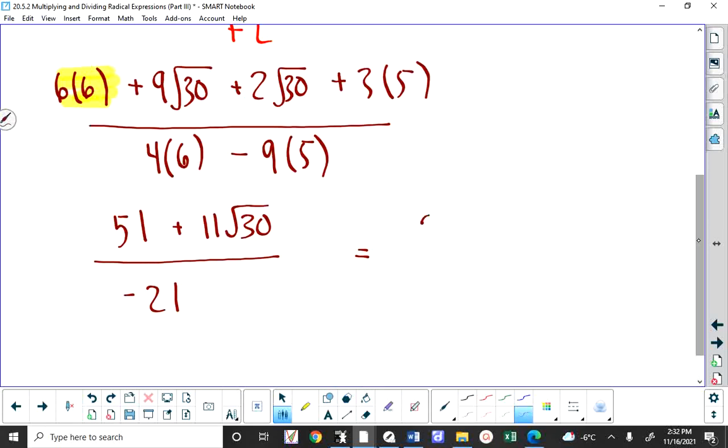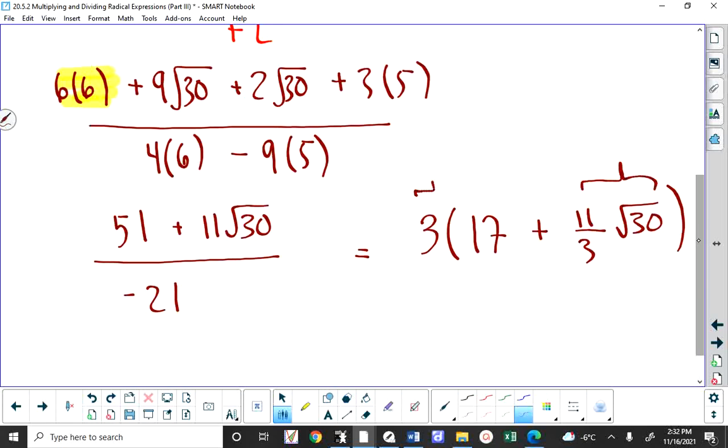If I factored a 3 out of the top, I would have 17 plus something. And the thing that I would have to be left with would have to be something which, if I multiply by 3, gives me 11 root 30. The only thing that would make sense here is this. If I multiply this thing by the 3, the 3's will cancel and I'll be left with 11 root 30. But the bottom line is I can't factor numbers directly out of a radical.